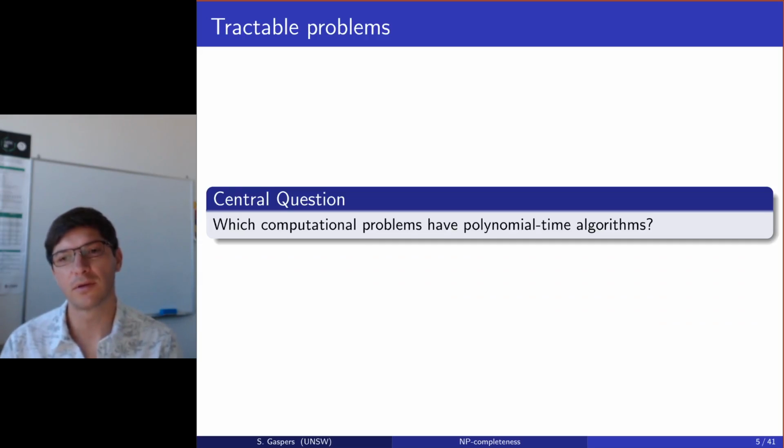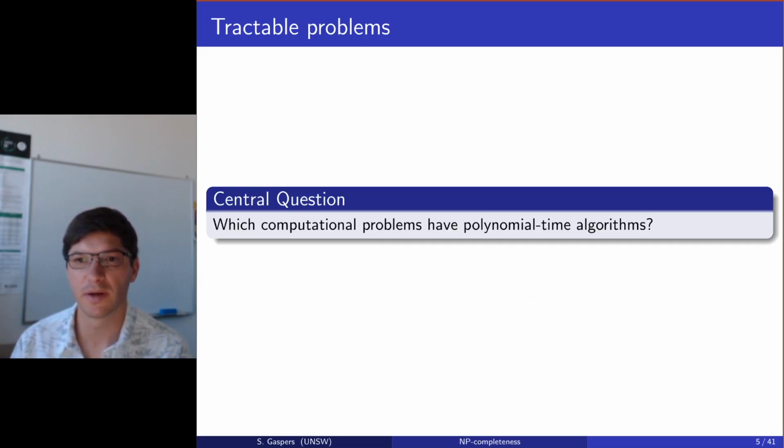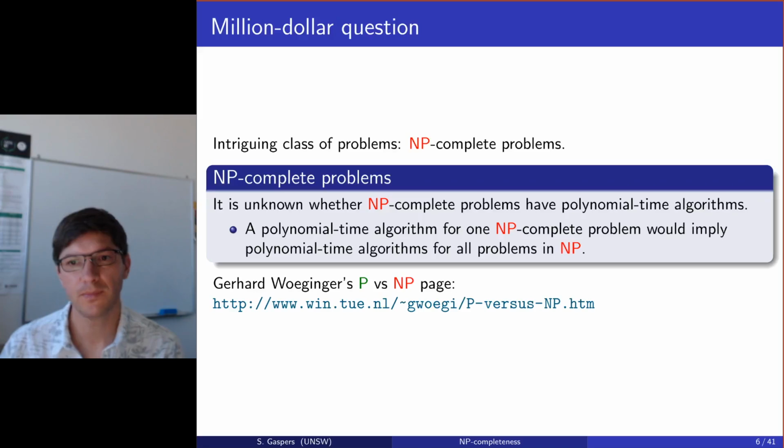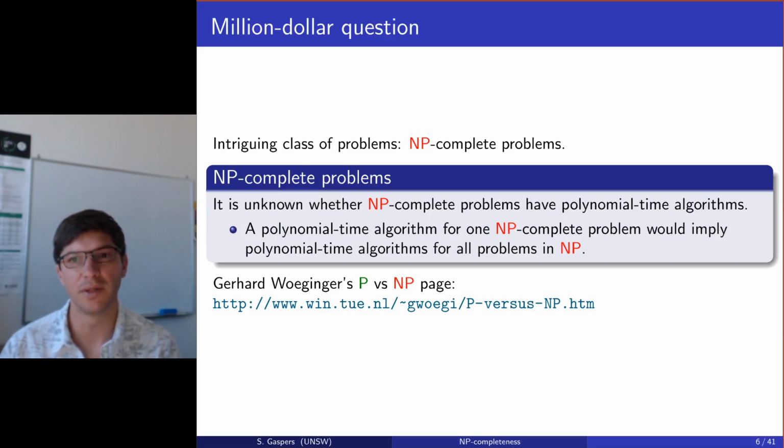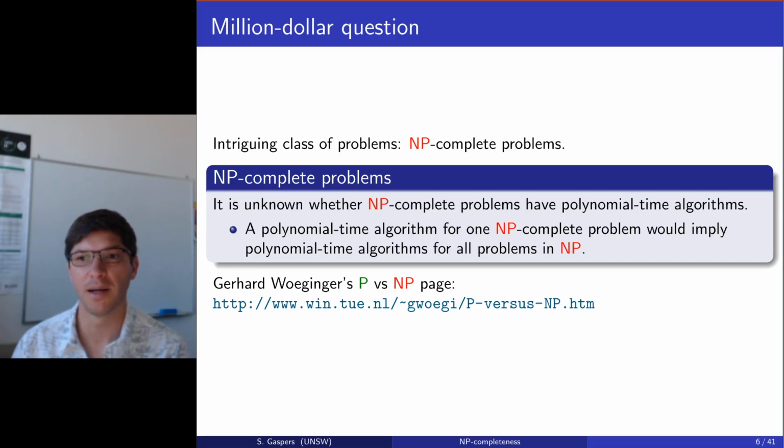Okay, and now one of the central questions in computer science is which computational problems have polynomial time algorithms. And computer scientists early on have encountered an intriguing class of problems, the NP-complete problems. And unfortunately, it's not known whether NP-complete problems have polynomial time algorithms. And moreover, a polynomial time algorithm for one NP-complete problem would imply polynomial time algorithms for all problems in the class NP.